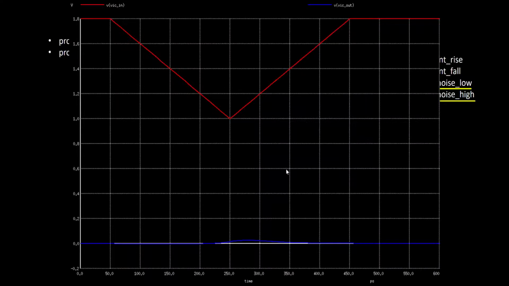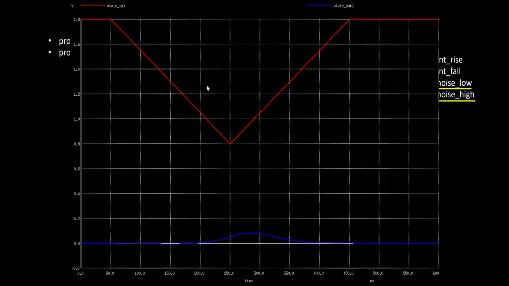Similarly, if I change the triangle height, say from 1.8 to 0.8, there is a 1 volt noise height. The width is about 50 to 450 picoseconds, so about 400 picoseconds. This information is stored in the table and interpreted by the STA tool in such a format that if you receive a noise input of width 400 picoseconds and a height of 1 volt, this is the bump at the output that we will receive.